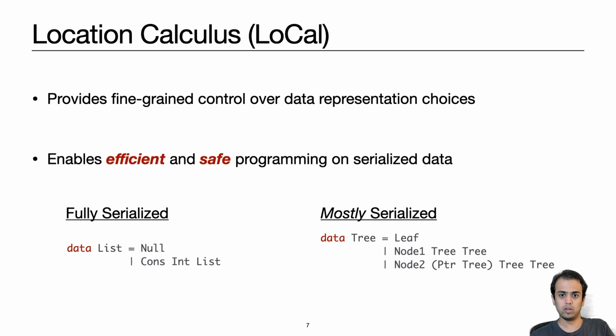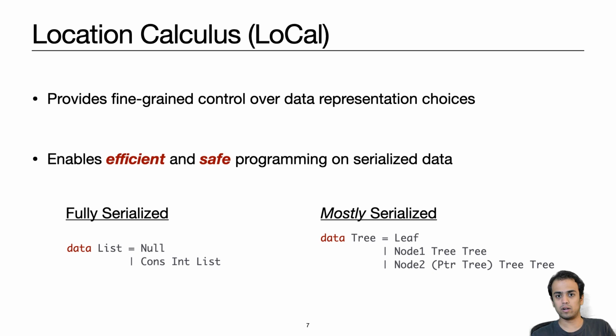And the way Gibbon manages serialized data is by using this IR language called the location calculus, or Locus in short. In Locus, the heap layout is configurable at the level of a data type. By default, all data types are going to be fully serialized, but you can also specify that you want to include pointers in certain places. And we'll see why we need this sort of thing later on. But first, let's look at Locus in a bit more detail.